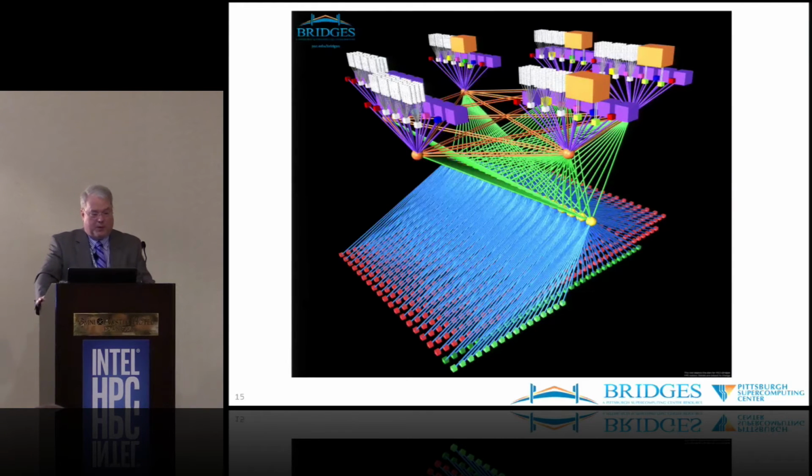And this is a pretty picture. This is a baby picture of the Bridges machine. It's about 800 nodes and then other size nodes going up from 128 gigabyte nodes up to nodes that have 12 terabytes of main memory.